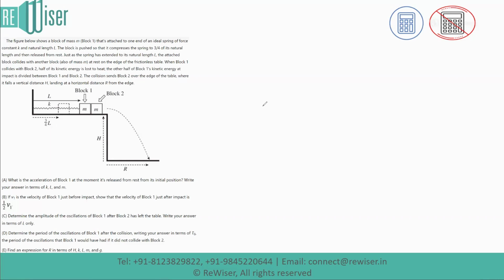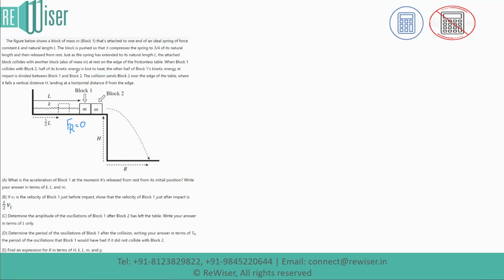The block is pushed so that it compresses the spring to 3/4 of its natural length and then is released from rest. Just as the spring has extended to its natural length L, the attached block collides with another block at rest on the edge of a frictionless table. So friction can be ignored. Let me make note of that: friction force Fr can be ignored for this particular problem.